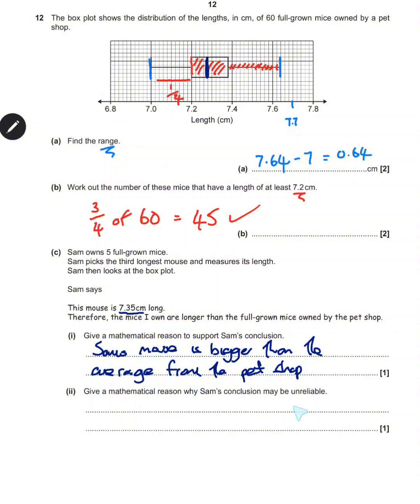Part 2 says why might he be not right? And what we can say is Sam's mouse could be an outlier. He picked one mouse, and that one mouse was bigger than the average. What if the rest are much smaller than the average?